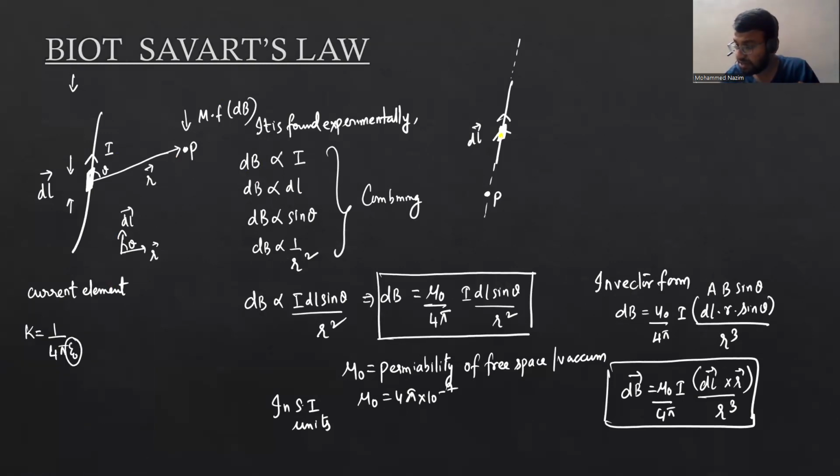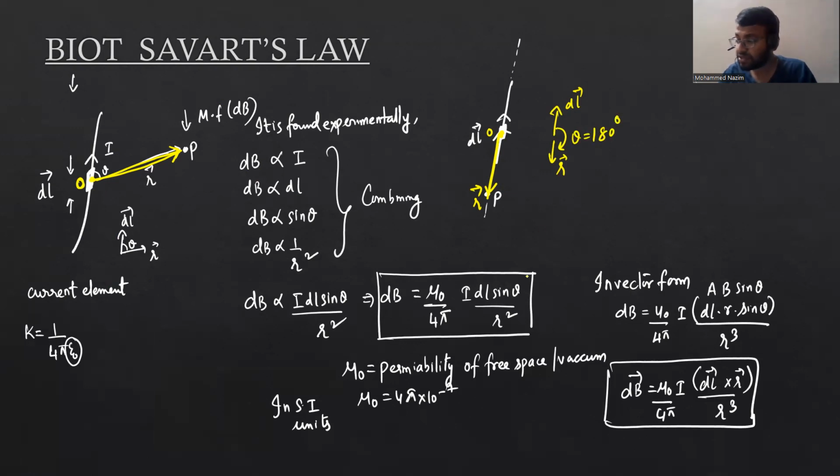So considering the current element to be at the origin, I'll draw a vector from the current element to point P. That vector is nothing but the r vector. As you can clearly see here, the dl vector is here and the r vector is here. So the angle between the two is nothing but 180 degrees.